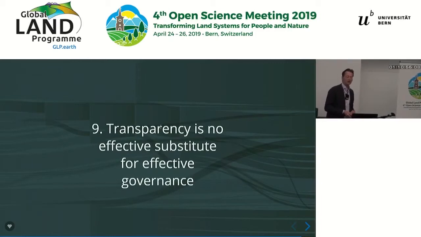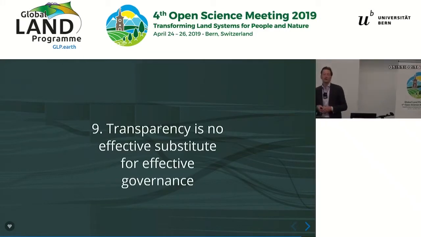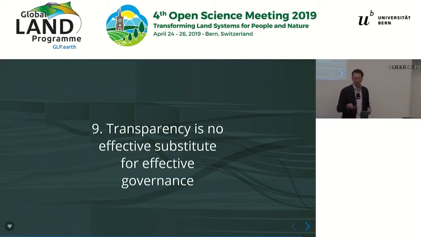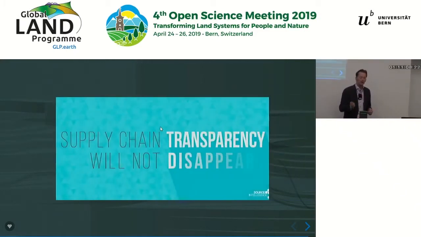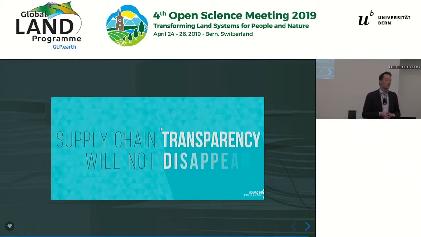And finally, transparency is no effective substitute for effective governance. No amount of radical transparency, no amount of any kind of transparency will guarantee an outcome, more sustainable outcomes on the ground. However, transparency will not disappear, so it's our opportunity, and I think the research community's responsibility as well, to try and harness the opportunities, minimize the risks, and deliver what we can.